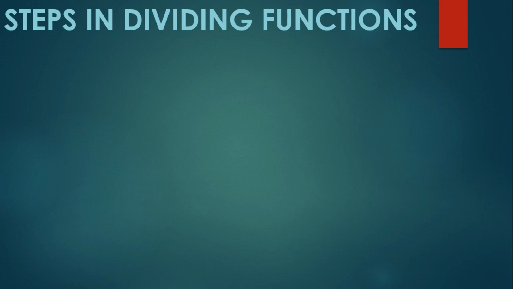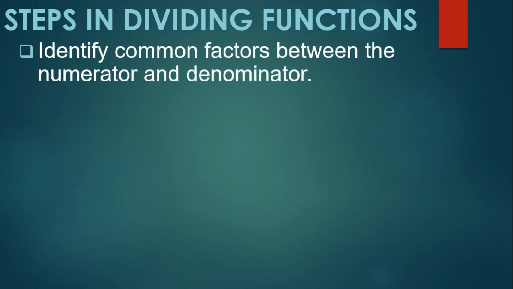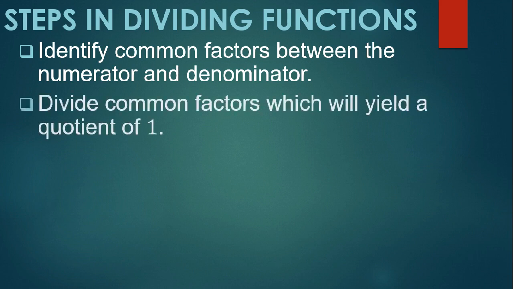So the first step, identify common factors between the numerator and then the denominator. So, ma-identify natin yan kapag alam nating i-factor out yung numerator at ang ating denominator. Then, divide common factors which will yield a quotient of 1. In short, kapag may nakita ka na magkaparehong factors doon sa numerator at kay denominator, we can cancel them immediately.